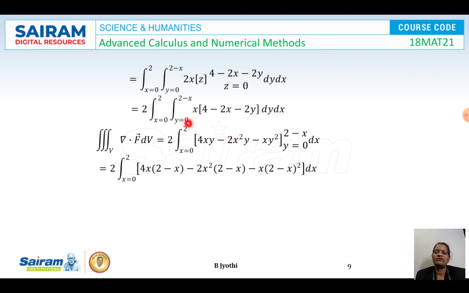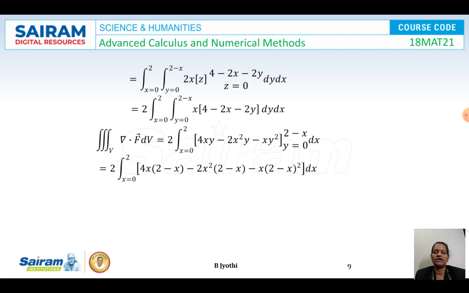Next, again we will integrate this with respect to y. We get 4xy minus 2x square y minus xy square, 2xy, so y square divided by 2. This 2 and 2 cancel, we get only xy square, where y is 0 to 2 minus x into dx. So on simplification, on substitution of y as 2 minus x, we get 4x times of 2 minus x minus 2x square times of 2 minus x, times of 2 minus x the whole square into dx.